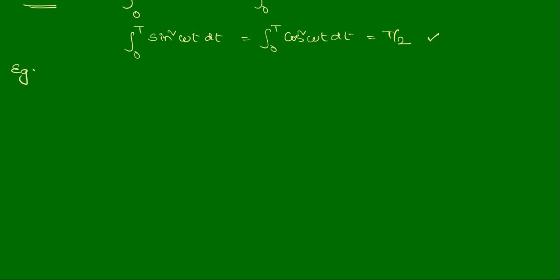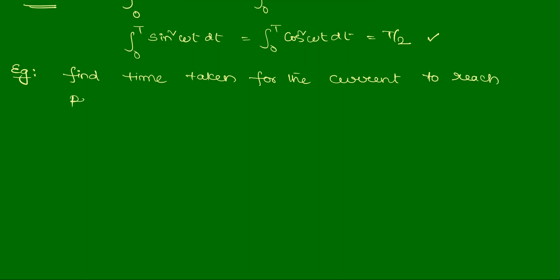Now we'll go with some examples based on this I average and I RMS. Just look at the first example. Find the time taken for the current to reach peak value, or else to reach RMS value. They may ask you this kind of questions. So as we are having I is equal to I naught sine omega t.